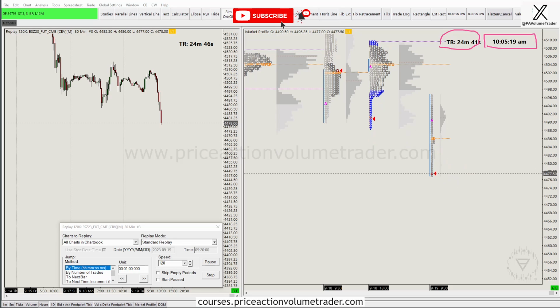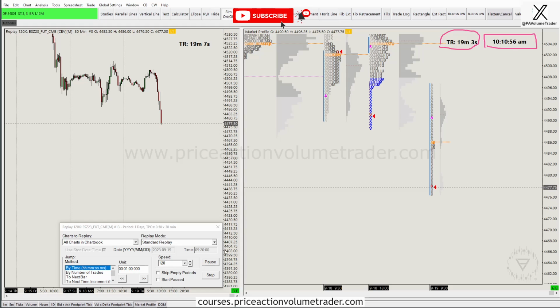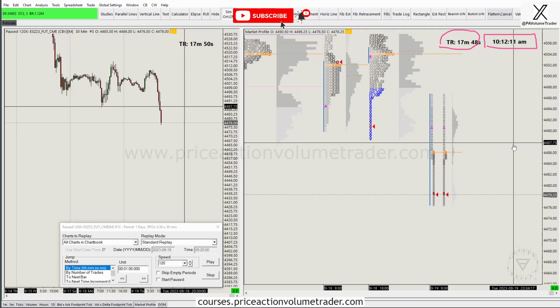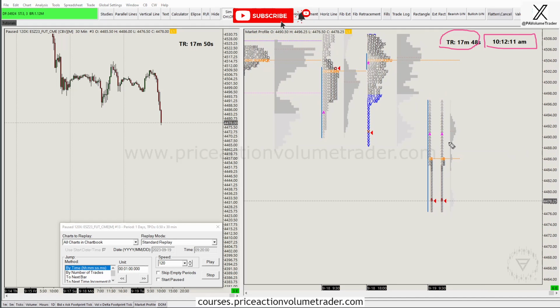So right there, we started on B. And let me pause this for a second. And I'm going to right click here, and I'm going to put an option that's letters and blocks in own columns and standard profile. So right now, we're going to have a market profile forming normally on the right. And on the left, we're going to have a profile that is tracking what the 30-minute time frame is doing. So basically, each letter is going to be in its own row, just like we would be making the candlesticks right here. So I'm going to press play again.